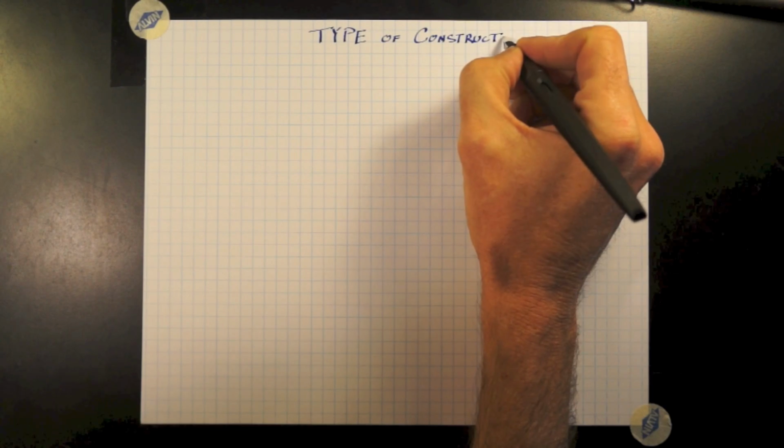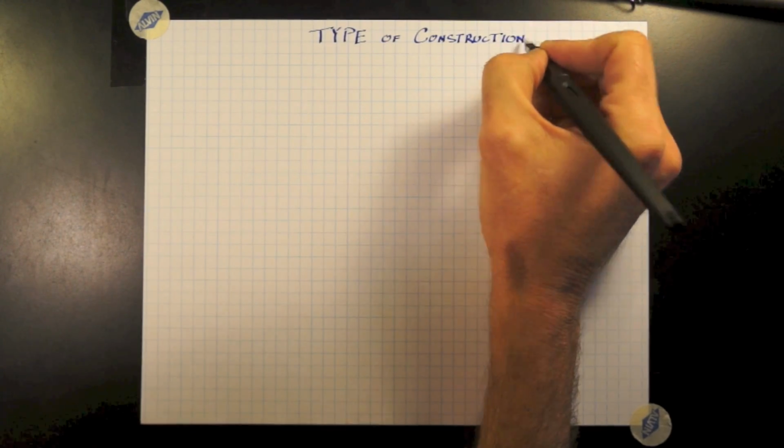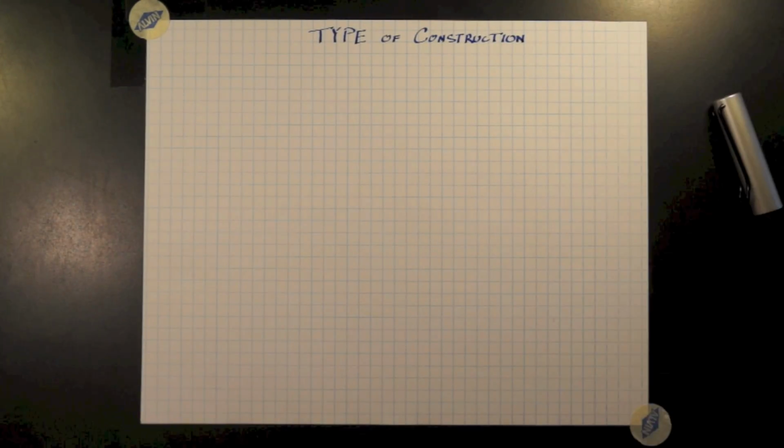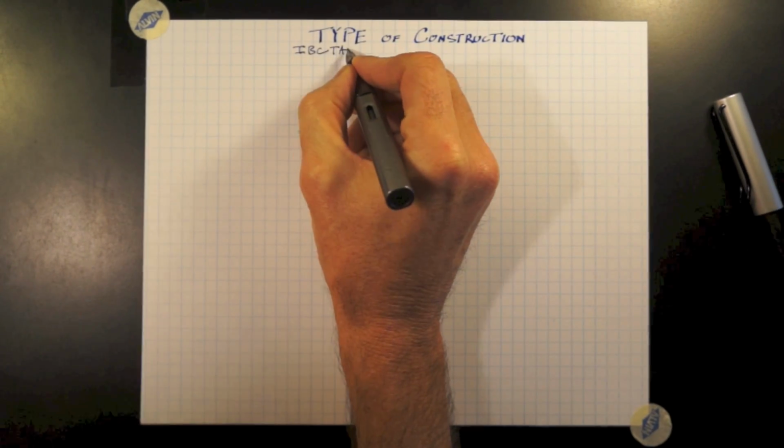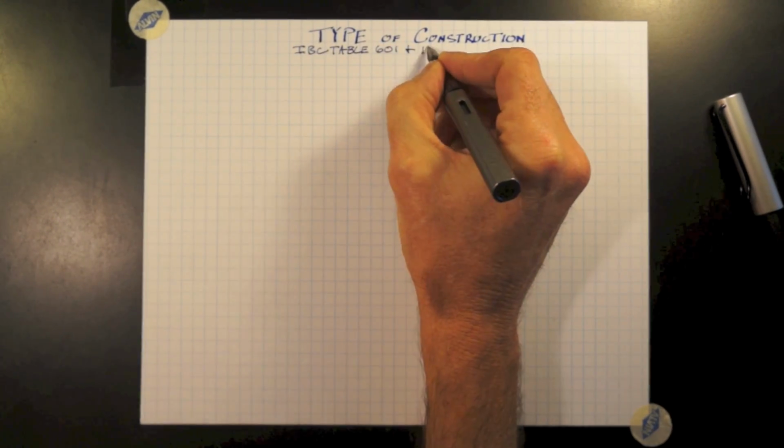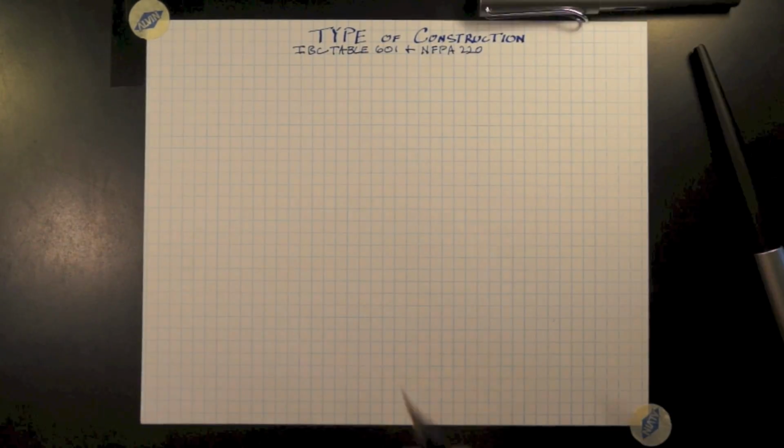Type of construction. IBC Table 601 is another commonly misunderstood topic. This also relates to NFPA 220. We're focusing on IBC Table 601 in this video.